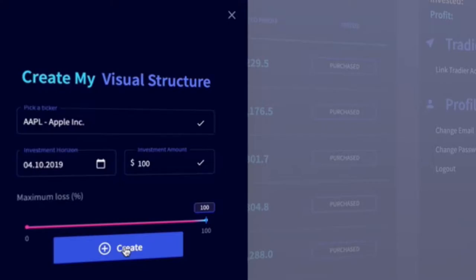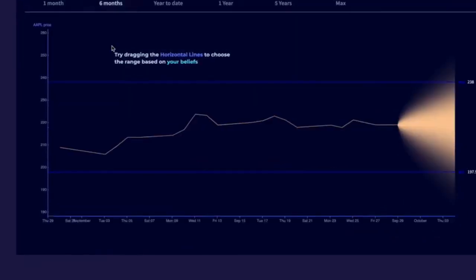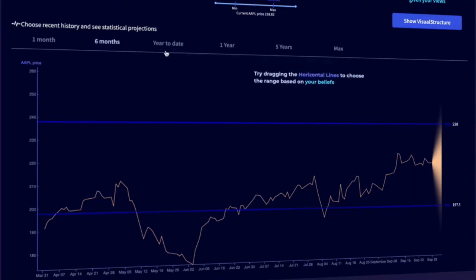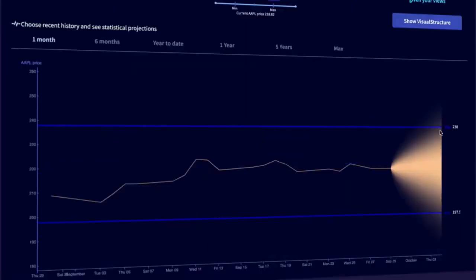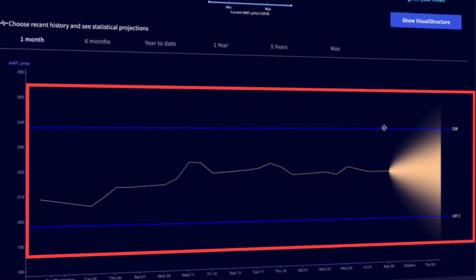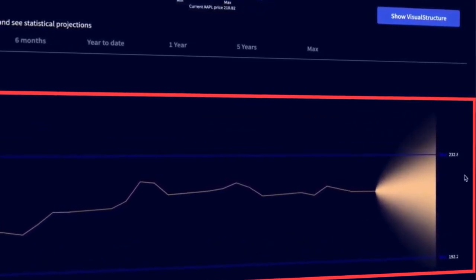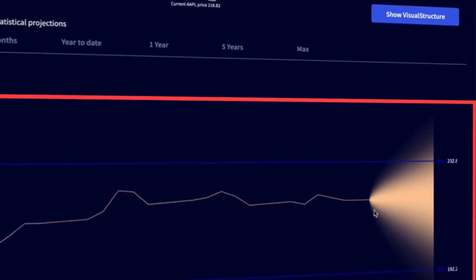Then you click Create. What you can see here is the historical evolution of the underlying price. You can see it over 1 month, or over 6 months, or even over longer periods. And then you can see our statistical projections into the future, showing where the price of Apple could be at the investment horizon. You can now express your views by dragging the lines defining the interval inside which you think the price is going to be at the investment horizon. If you're pessimistic, you can move the interval down. If you're optimistic, like myself, you're going to move the interval up.